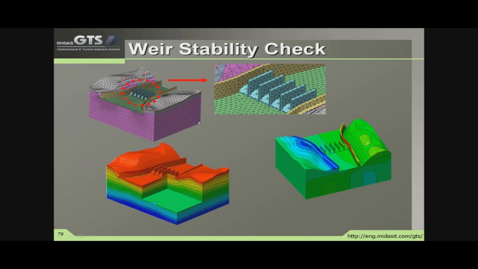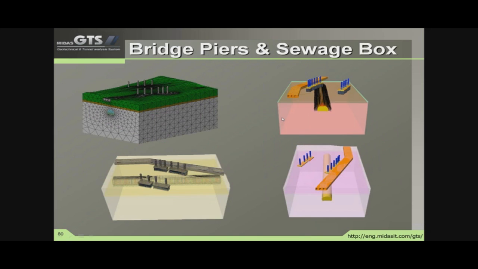The weir stability check can also be performed. As you can see here, this is a canal, and this is an expansion of the canal at this location, and I want to have a weir, so I can model the weir and I can check the stability of the weir. Also, for the contraction, I can model the weir and I can see the stress distribution in the weirs. Finally, the bridge piers and the sewage box can also be modeled.